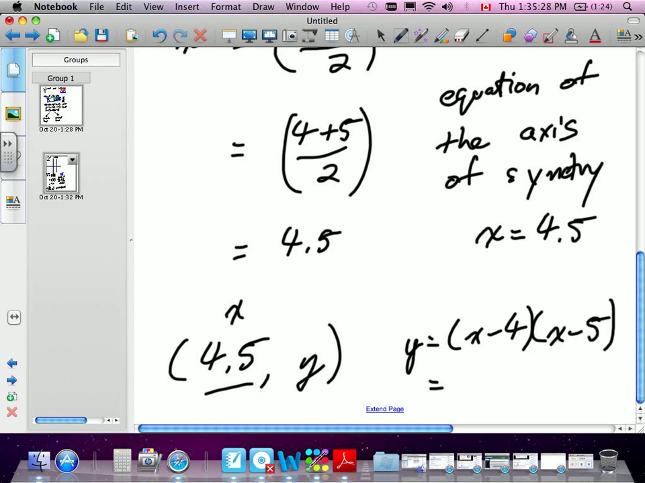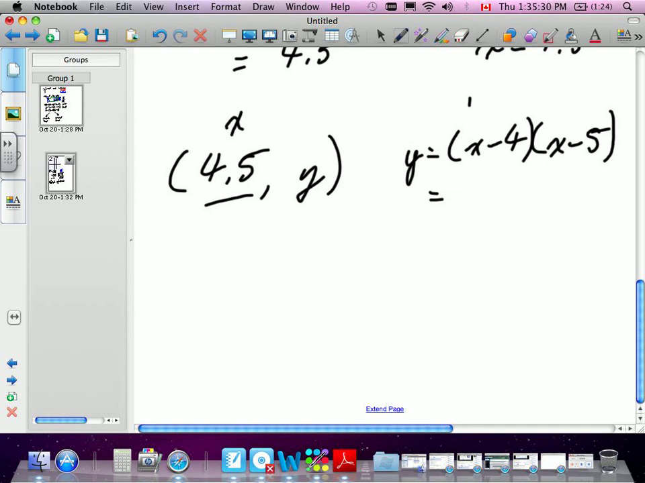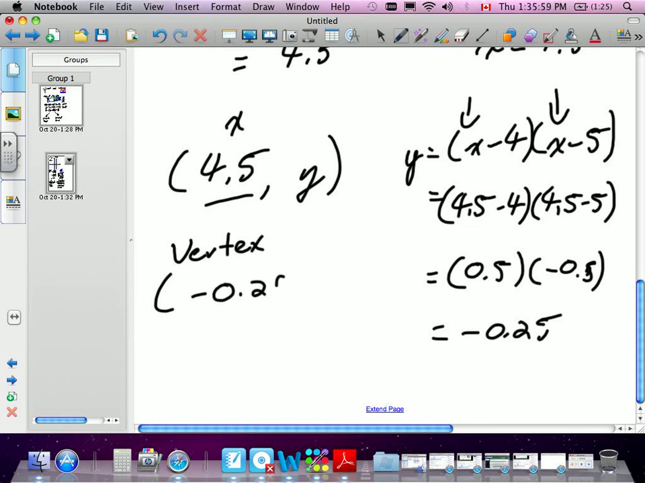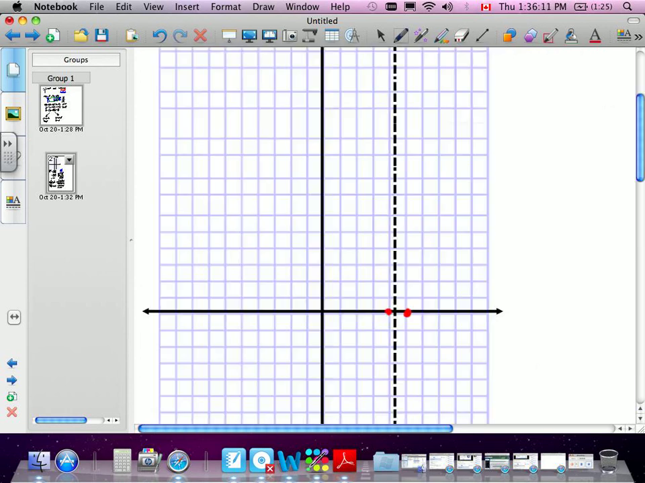4.5 subtract 4. 4.5 subtract 5. So we get 0.5 and negative 0.5. When you multiply them together, you get negative 0.25. So our vertex is at negative 0.25. Oh, sorry. 4.5 and negative 0.25. When I go to plot it, my negative 0.25 is going to be roughly there.